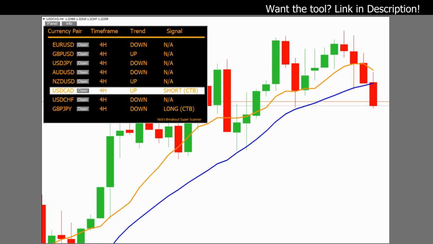We have the time frame that we're looking at, which can be changed. You can scan for any time frame. We have the trend. It tells you the direction, up or down, on those particular markets, talking about that time frame. And you also get the signal, which is of course what everybody's after, right?